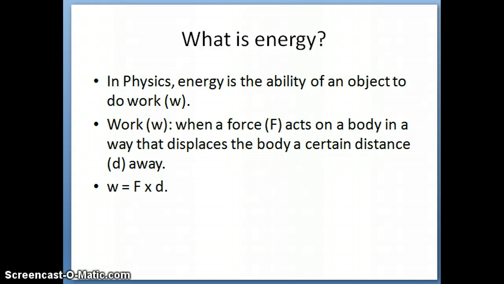So in physics, the term energy refers to the ability of an object, or sometimes called a system, to do work. Now work here has the symbol small w, and it also has a very specific definition in physics. Work is when a force, symbolized as F, acts on a body in a way that displaces the body a certain distance away. And that distance is denoted as d.